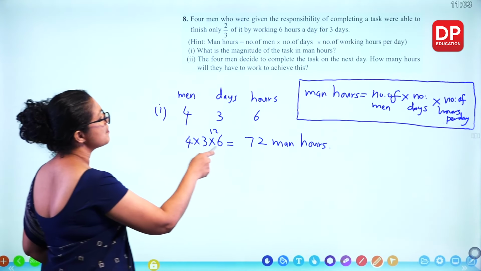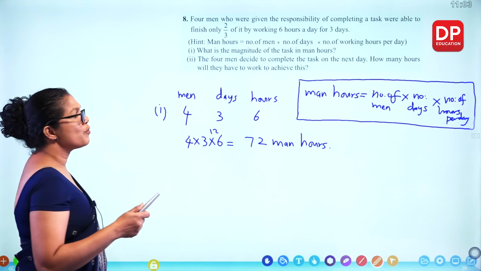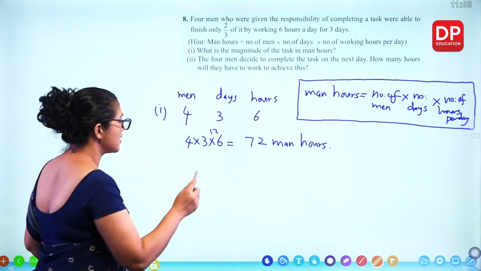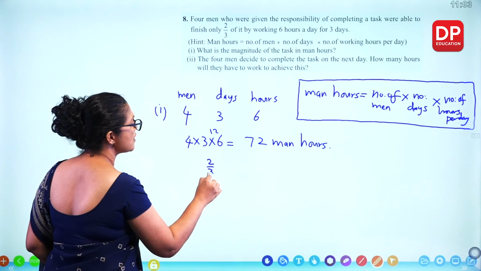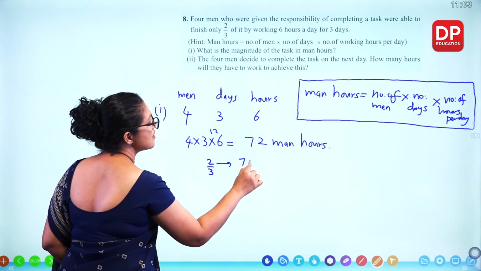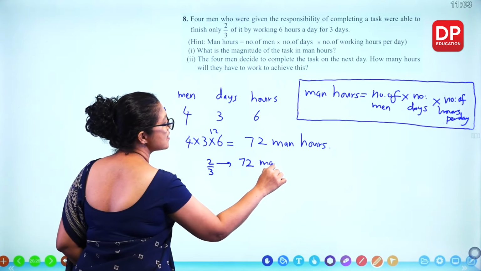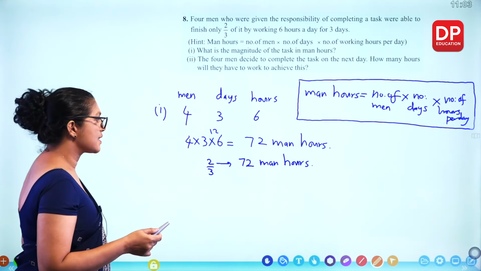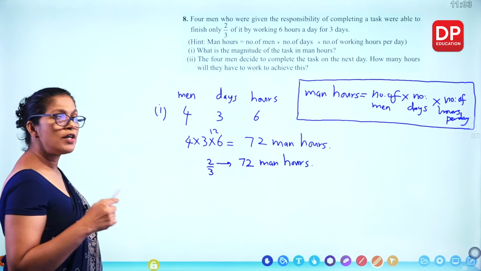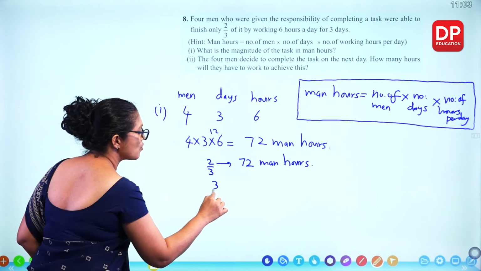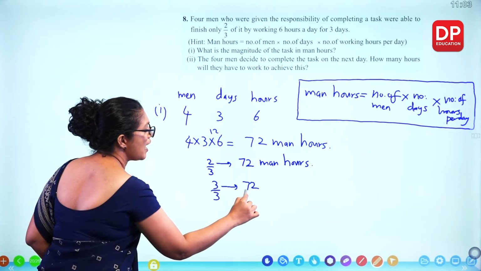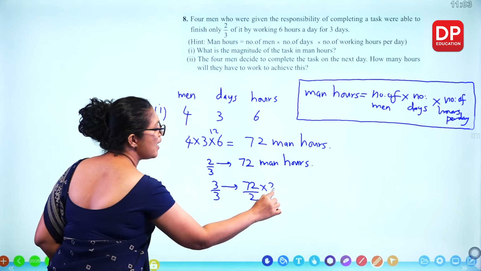Now we need the first part. This is 72 man hours to complete 2/3 of a task. So 2/3 of a task is 72 man hours. To complete the full task, we need to find out 3 parts out of 3. So what you do? Take 72, divide by 2 and multiply by 3.